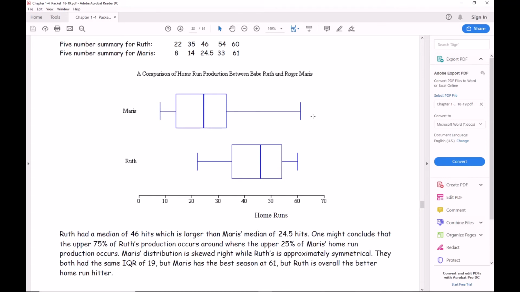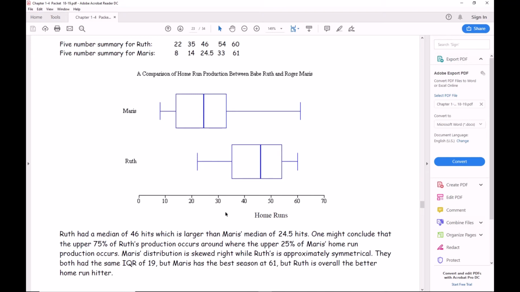Maris is skewed to the right, which means a lot of his seasons with the Yankees, he didn't hit a whole lot of home runs. Ruth's is pretty symmetric, okay? And Maris has a minimum that's below 10. Ruth never had a season below 20, all right?